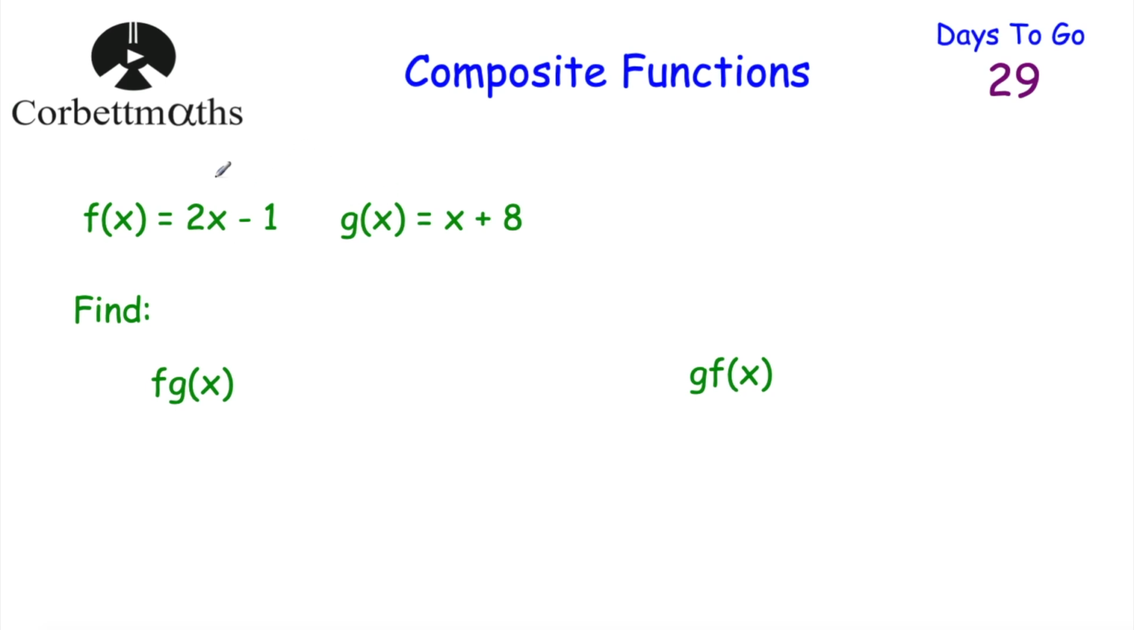Okay, let's have a look at some questions for you to try. So we've got f of x is equal to 2x minus 1 and g of x is equal to x plus 8. So can you press pause now and find fg of x and gf of x?